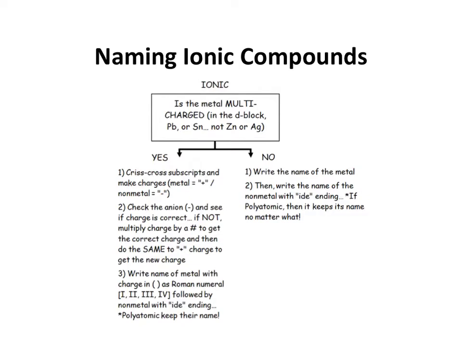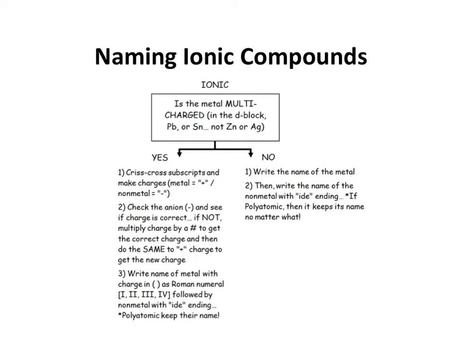And whatever number you multiply by to make it correct, you do the same thing to the metal's charge. And then you write the name of the metal, followed by his charge in parentheses as a Roman numeral, followed by the name of the nonmetal with an IDE ending. It's important to note that if you do have polyatomic ions anywhere in these formulas, polyatomic ions always keep their name no matter what. They don't change their ending.